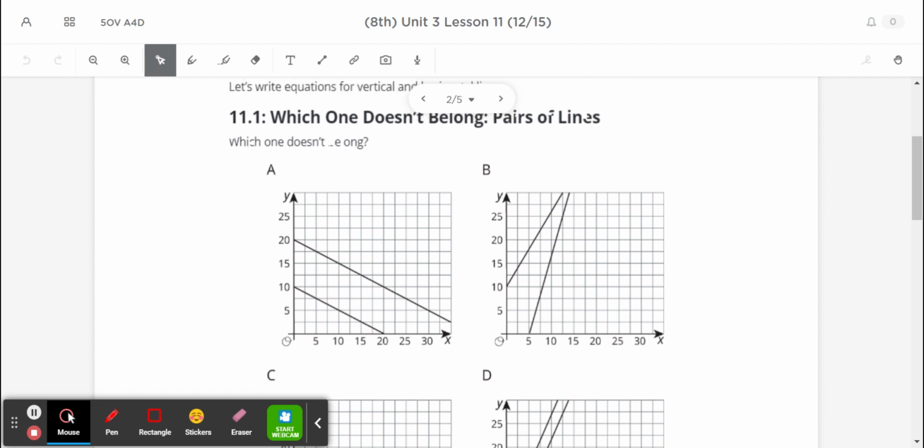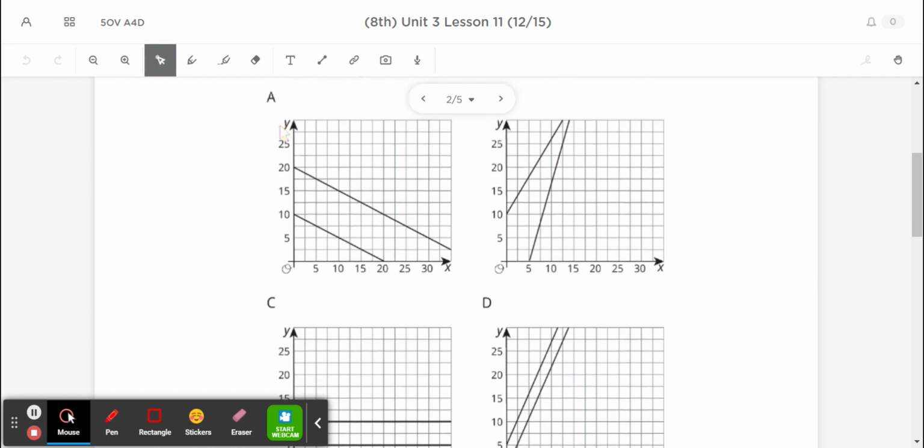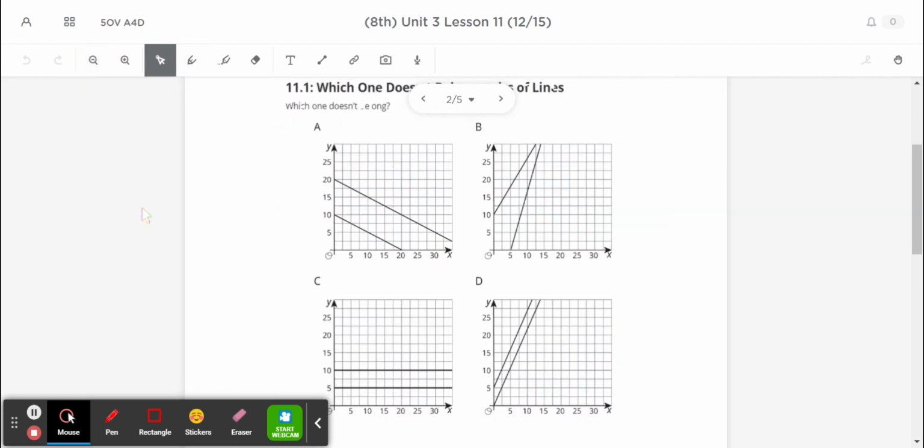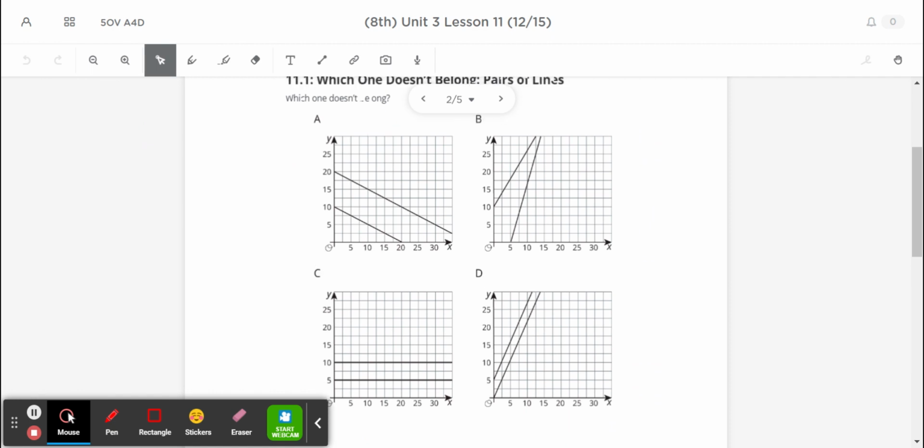Your first step is to complete 11.1, which one doesn't belong, pairs of lines. There are 4 graphs in this picture, and your job is to determine which one doesn't belong and why. There's no right or wrong answer, but I'm looking for a full sentence in ClassKick. Please pause this video and complete slide 1 of ClassKick.